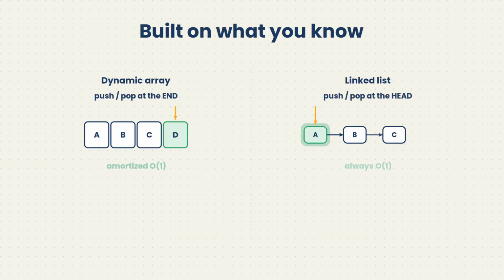A stack is not a brand new kind of memory. It is built on something you already know. You can back it with a dynamic array, pushing and popping at the end, which we saw is amortized O of 1. Or you can back it with a linked list, pushing and popping at the head, which is always O of 1. Either way, because every operation happens at a single end, a stack is fast and simple.